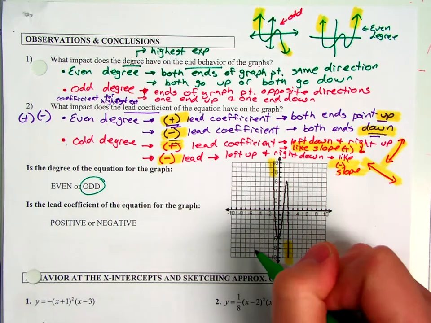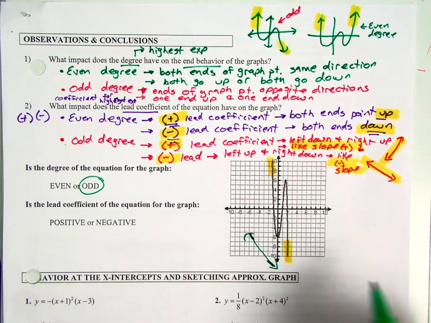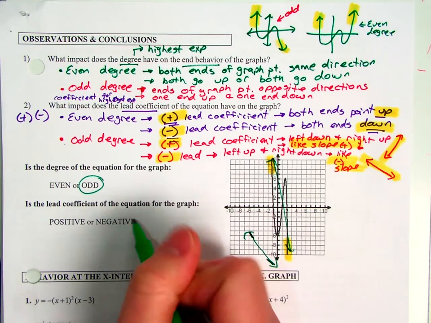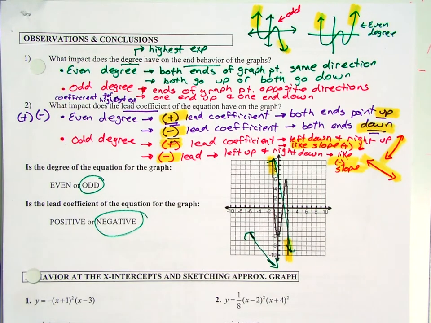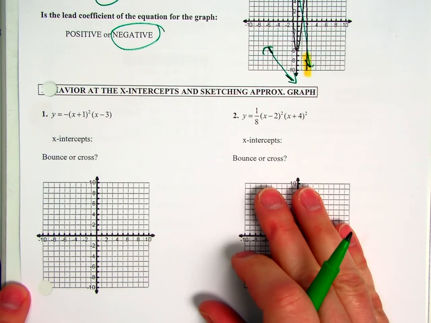When I look at this, it's starting high and ending down, so it's kind of like this. Would this be a positive slope or a negative slope as I move across? Well, that would be a negative slope, so I would have a negative lead coefficient. All right, now we're going to use that information to create the graph.